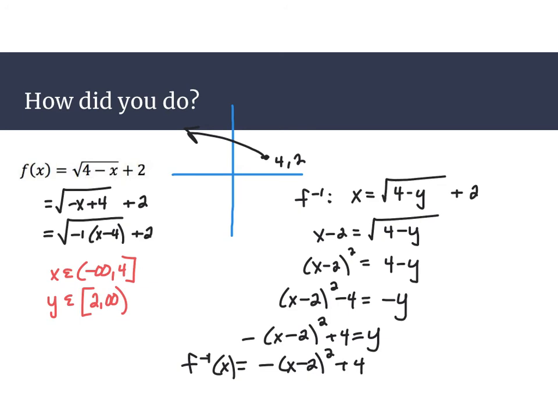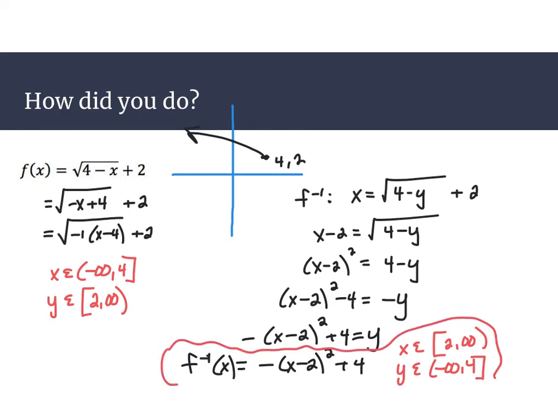Remember that the range of the original is the domain of my inverse. And the domain of the original is the range of my inverse. By taking this parabola and restricting the domain and range, it'll guarantee that the shape of my inverse function is the same as the shape of my original.